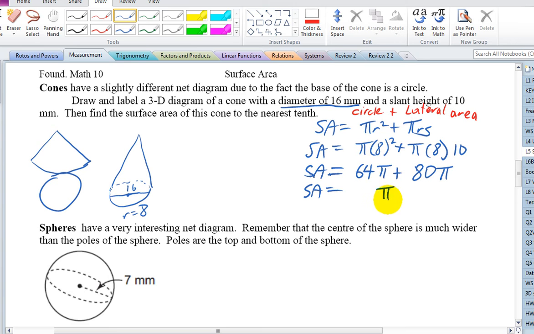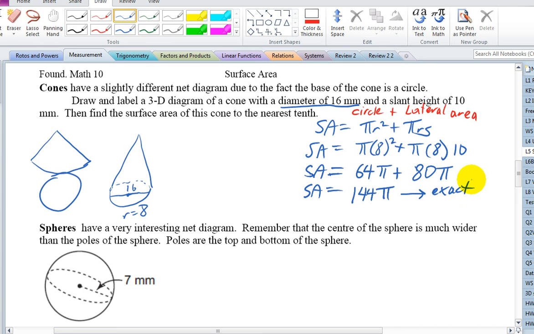How many pi's do we have? 64 plus 80. 174? No, sorry, 144. Is it 144? I was thinking it's 77. Yeah, never mind. Yeah, it's 144 pi. Okay, so that is the exact answer.